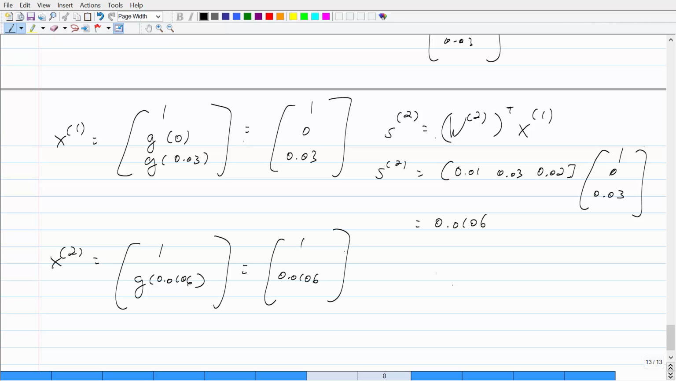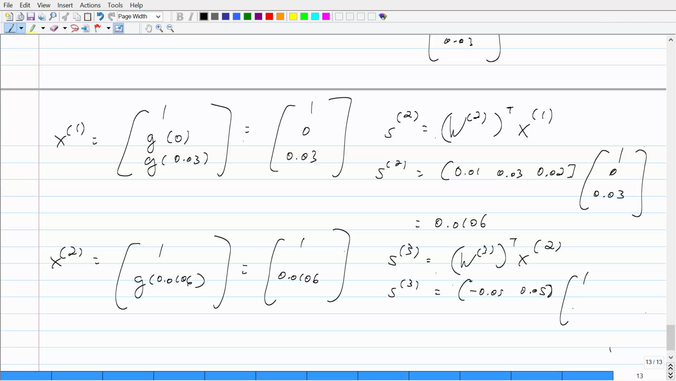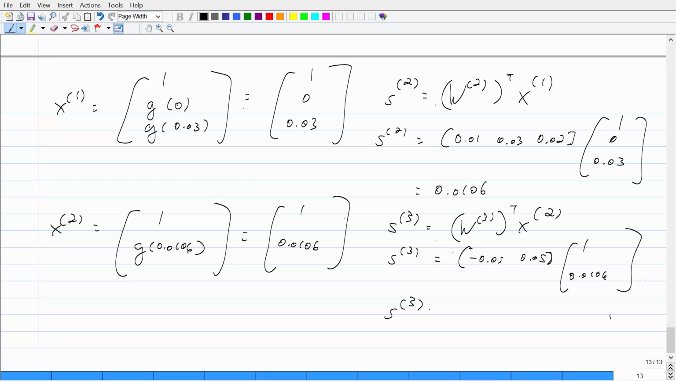Okay, so those are the outputs coming from the second hidden layer, and now we have to calculate the inputs coming into the output layer. So this is equal to W3, the weight matrix, you transpose this and multiply by the outputs coming from the previous layer. In this case, W3 is equal to minus 0.05, 0.05, and then 0.05, transpose this, and then we have 1, and then 0.0106. When you calculate this, we get minus 0.0495.